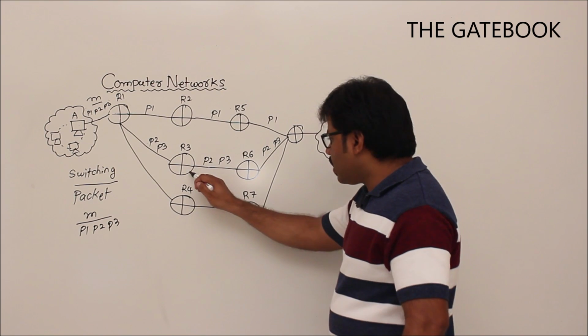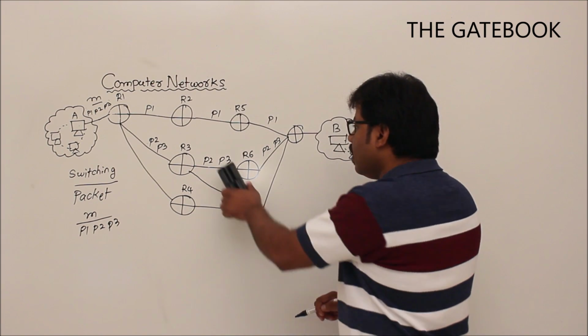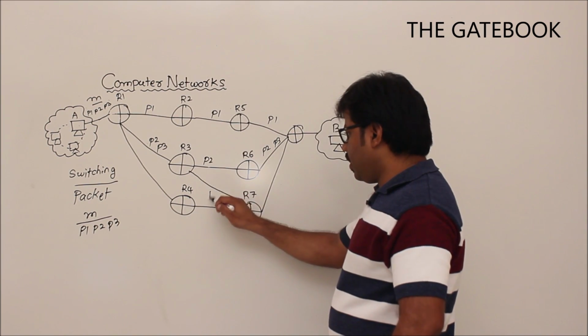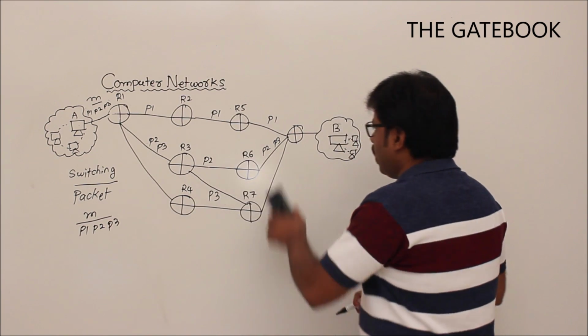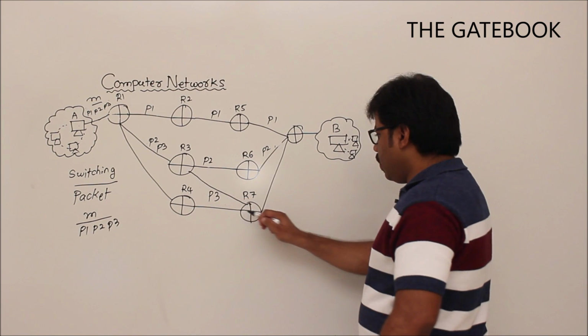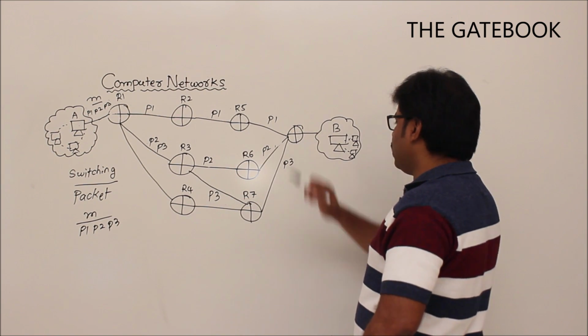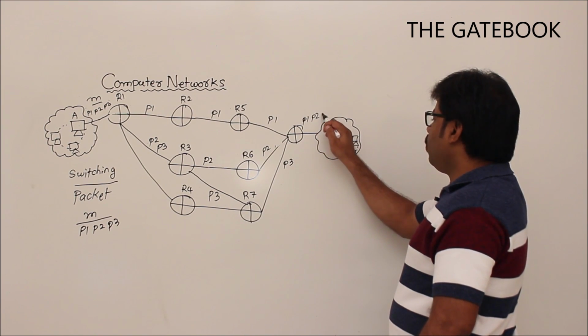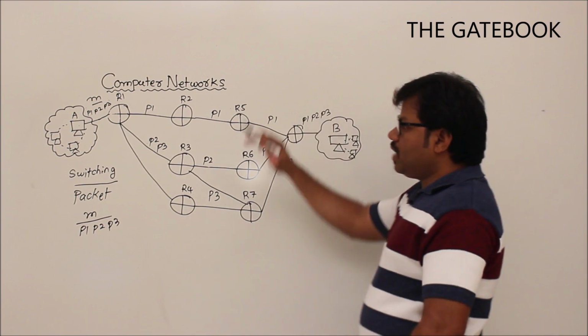What if R3 is connected to R7? Then P2, P3 might be forwarded like this: P2 here and P3 there. Now this P3 slowly will come and eventually reach this router. Then this router will forward P1, P2, P3 to B. So that is the way packet switching works.